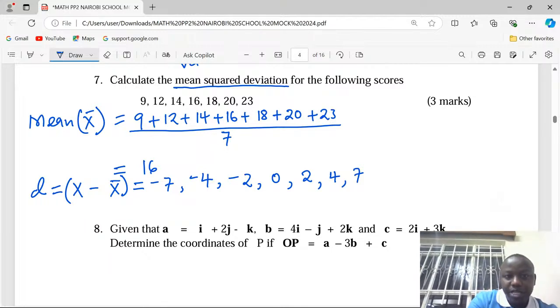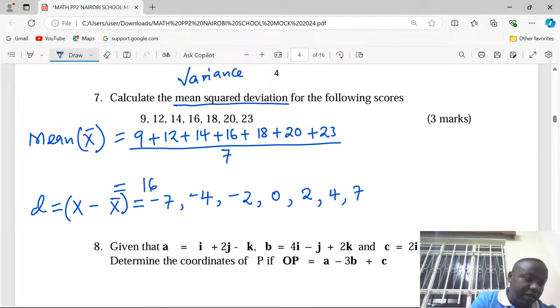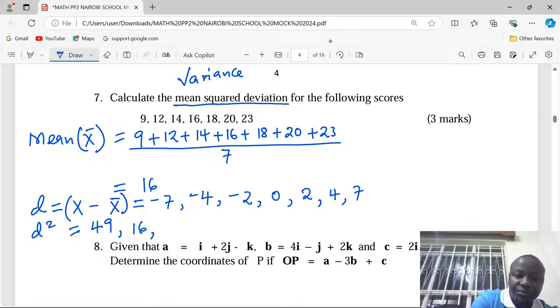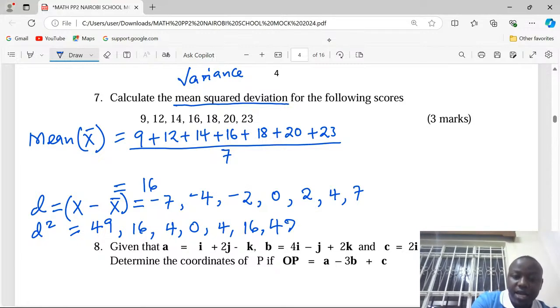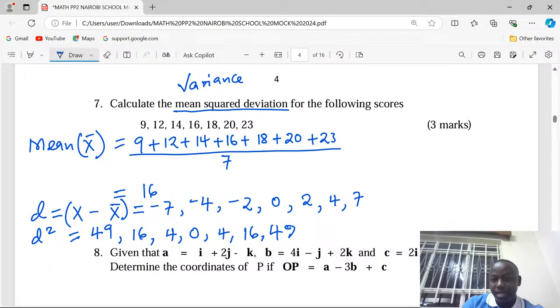But now we are obtaining a variance. It's good for you to know that the mean score of absolute deviations would have given us mean absolute deviation. But now we want the variance, or rather the mean square deviation, which means we have to square all the deviations now. So deviations squared will give us 49, 16, 4, 0, 4, 16, 49. So these are the square deviations.